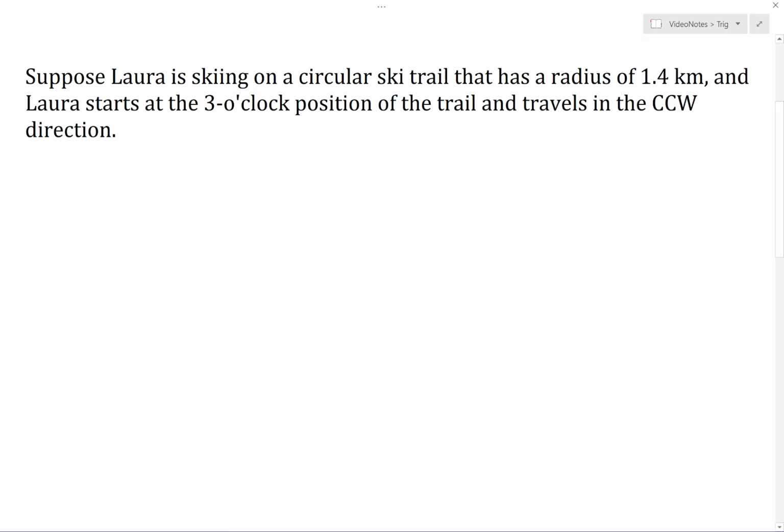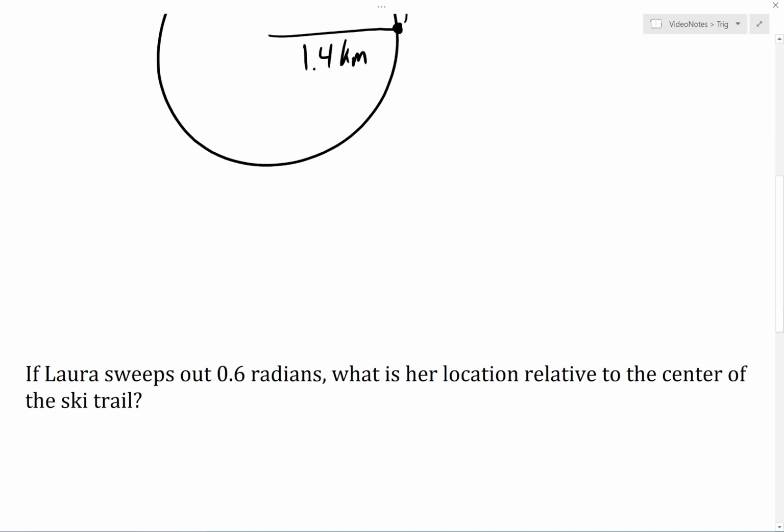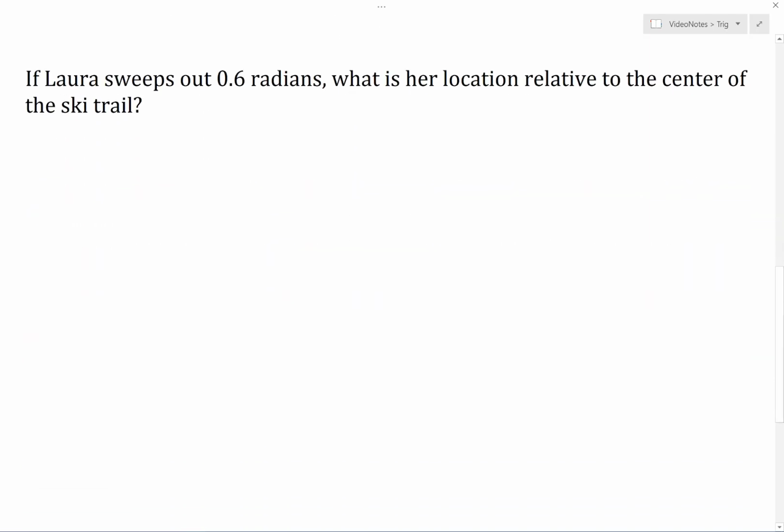So we've got a circular ski trail, and the radius of the ski trail is 1.4 kilometers. Laura starts at the 3 o'clock position, and she's traveling in this counterclockwise direction. So, if Laura sweeps out 0.6 radians, what is her location relative to the center of the ski trail?